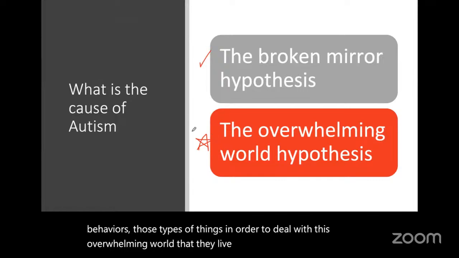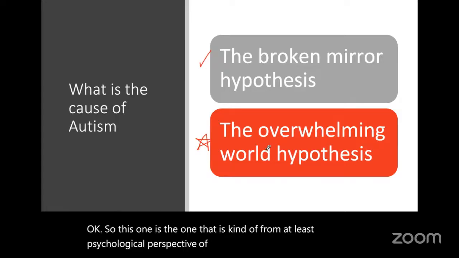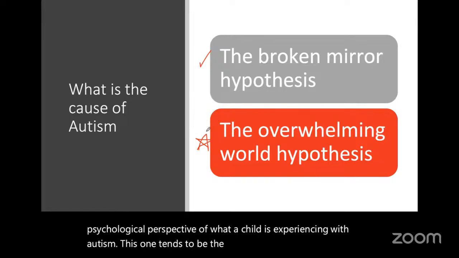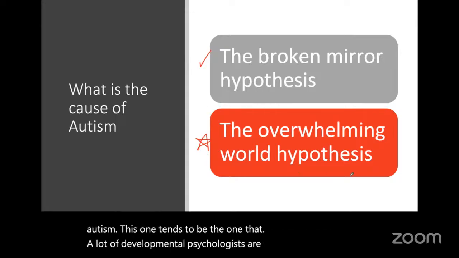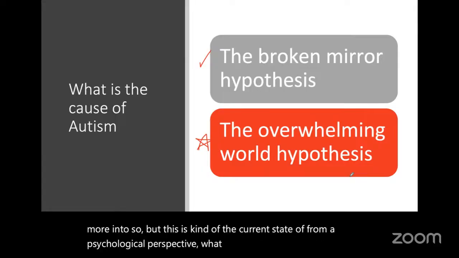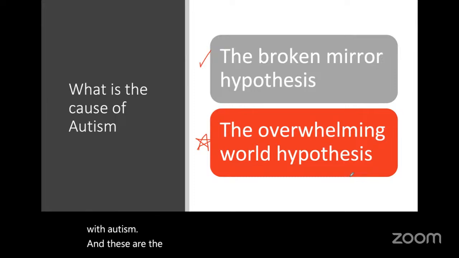Okay. So this one is, at least from a psychological perspective, what a child is experiencing with autism. This tends to be the one that a lot of developmental psychologists are looking more into. So this is the current state, from a psychological perspective, of what causes the symptomology we see with autism. And these are the two that have received the most attention. Okay.